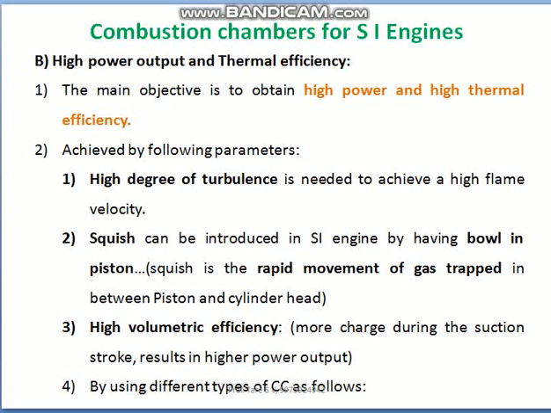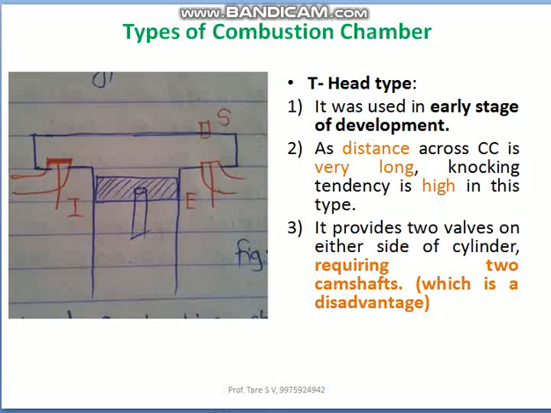All these parameters we can achieve by using different types of combustion chamber, as follows. The first type is T head type. Of course it looks like the English letter T. You can see here there are some advantages and disadvantages of this design. We will see them one by one.